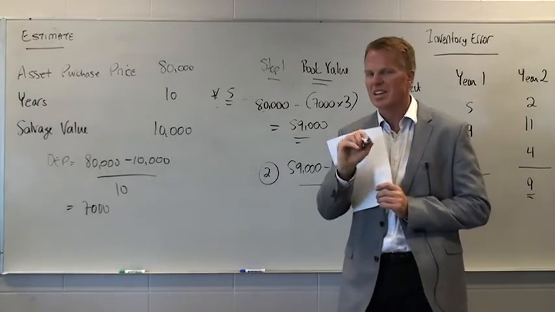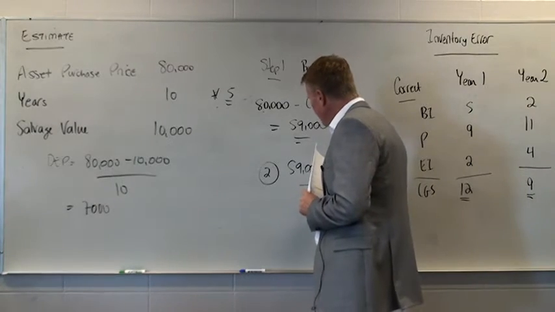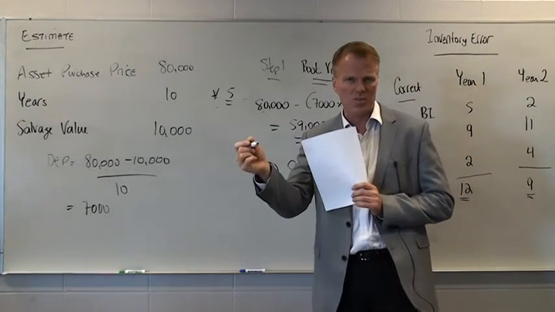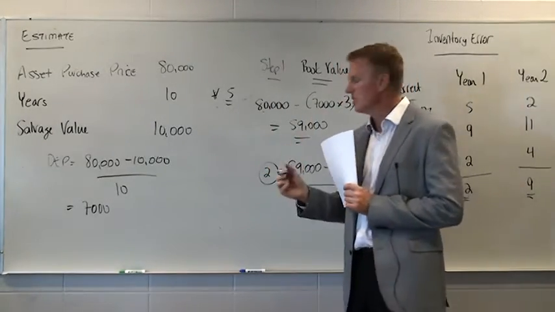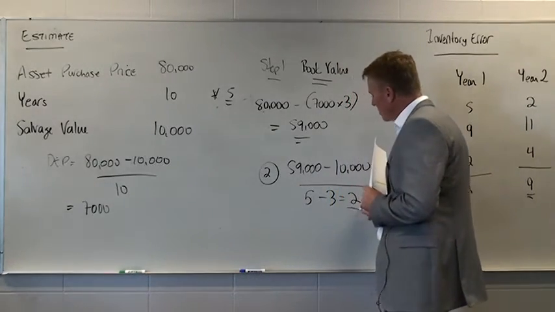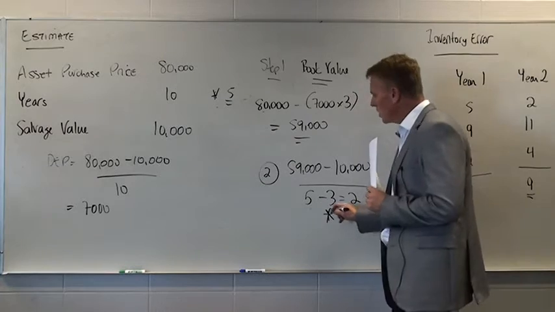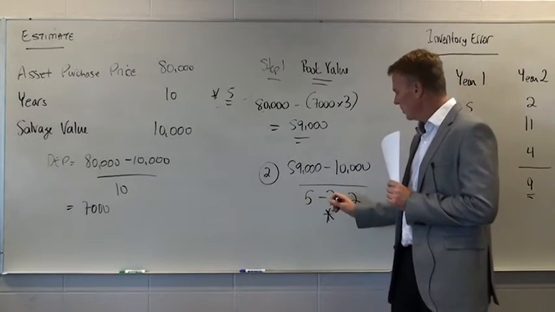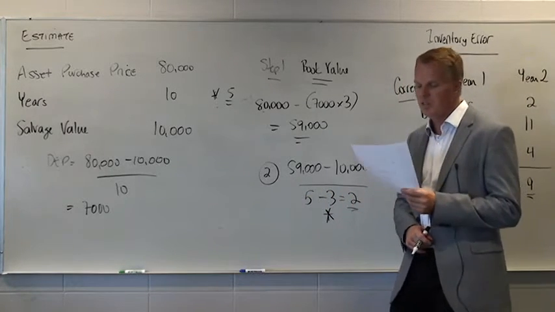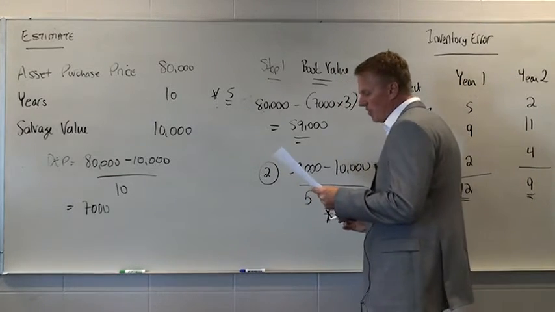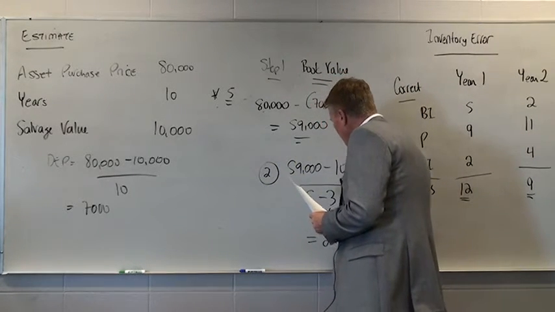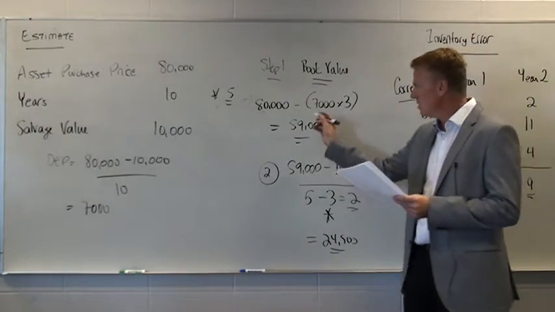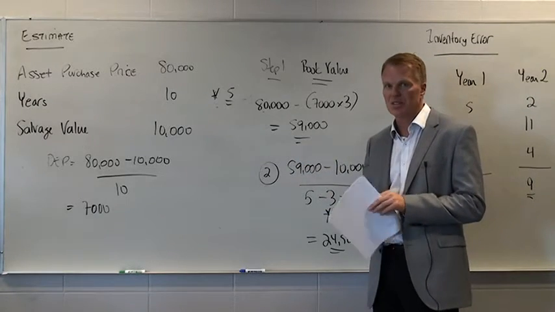Now this is tricky and catches students all the time. 5 is our total useful life. Have years gone by? Is this asset brand new? No. 3 years have gone by. So we're going to depreciate this over 2 years. This is the tricky part. It's the part that catches students all the time. So 5 is the total life. 3 years have gone by. We're only going to depreciate this over 2 years. Our depreciation amount then will be equal to $24,500.